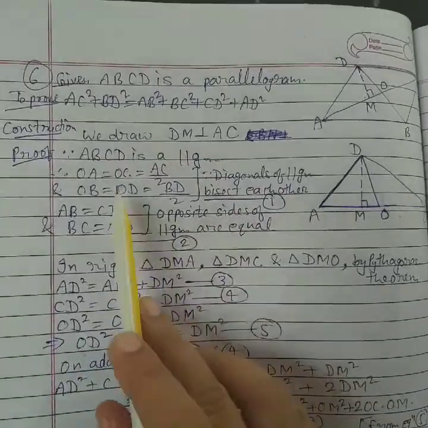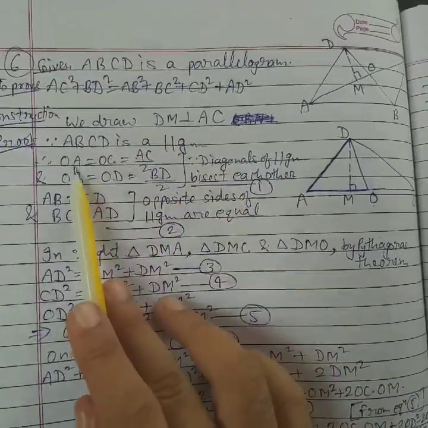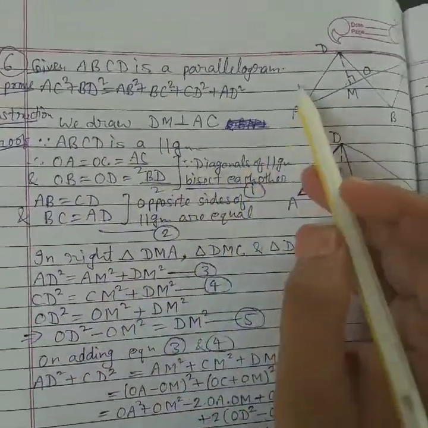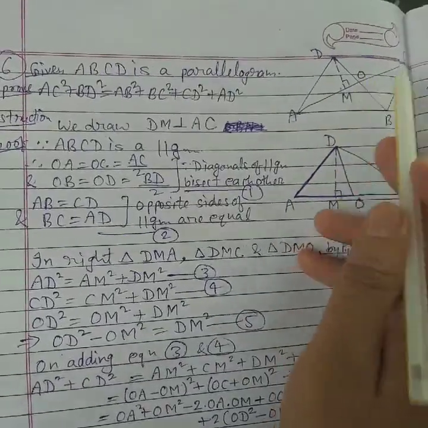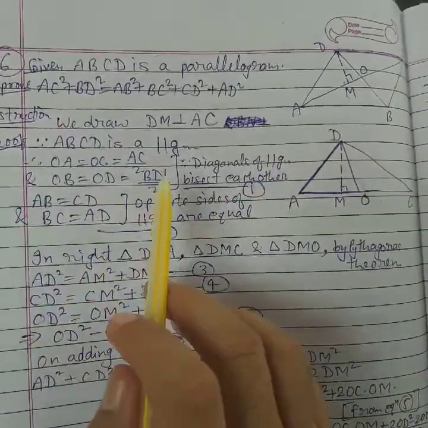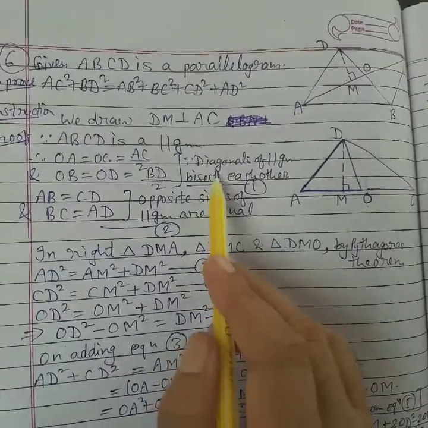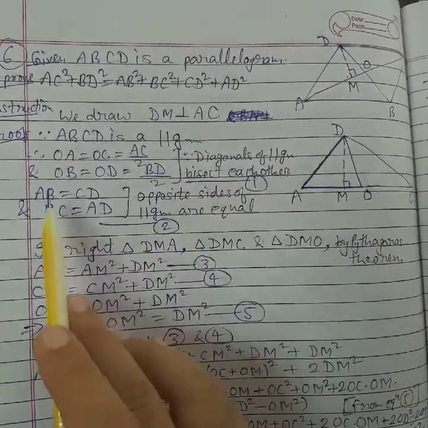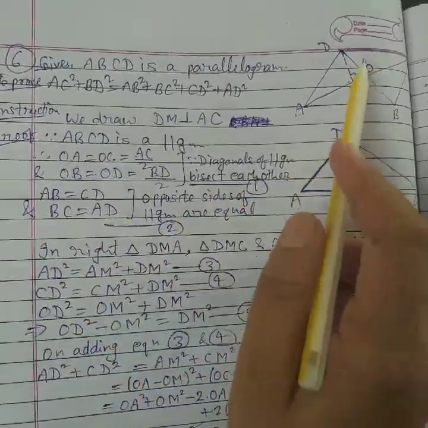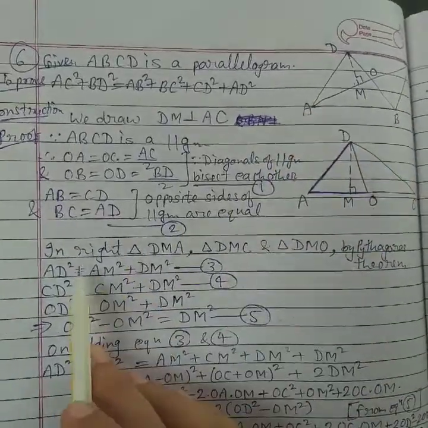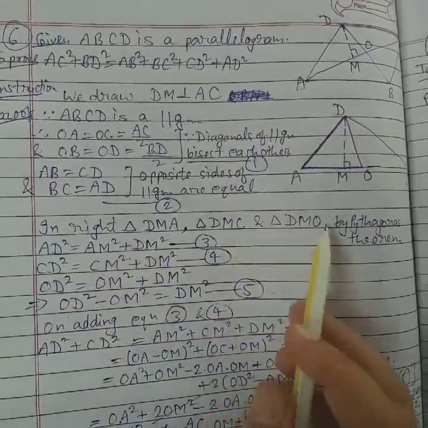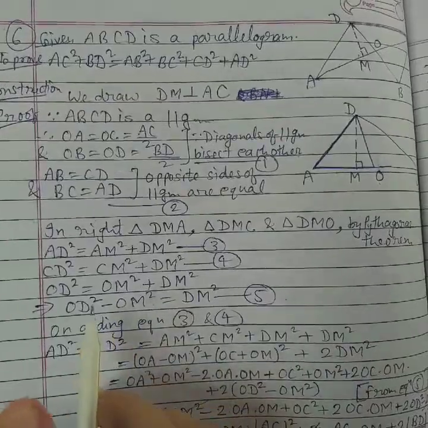So now since ABCD is a parallelogram, OA equals OC equals AC upon 2. OA, this one, equals OC, that is AC upon 2. Same here, OB equals OD equals BD upon 2, since diagonals of a parallelogram bisect each other, and AB equals CD, opposite sides of a parallelogram are equal, and AD equals BC also. Now write triangles DMA, DMC and DMO. Again it is the same as question number 5.